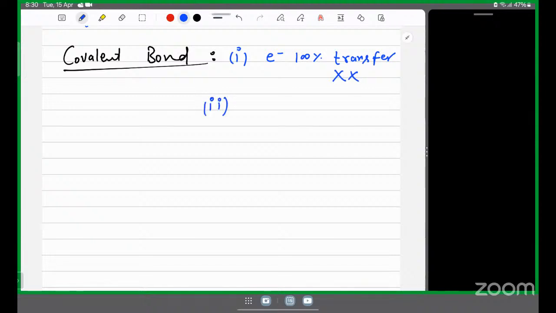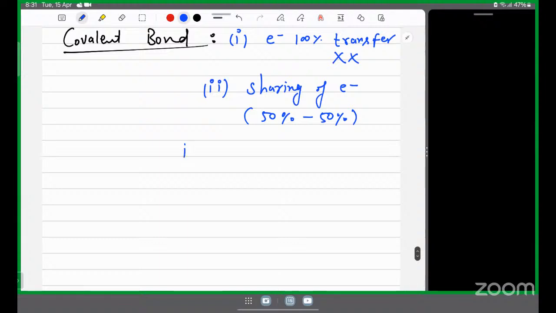Second, covalent bonds are formed by sharing of electrons. In ideal condition or ideal situation, we state that there will be 50% sharing, which means one atom will give half the electrons and the other atom will give half the number of electrons which are required.